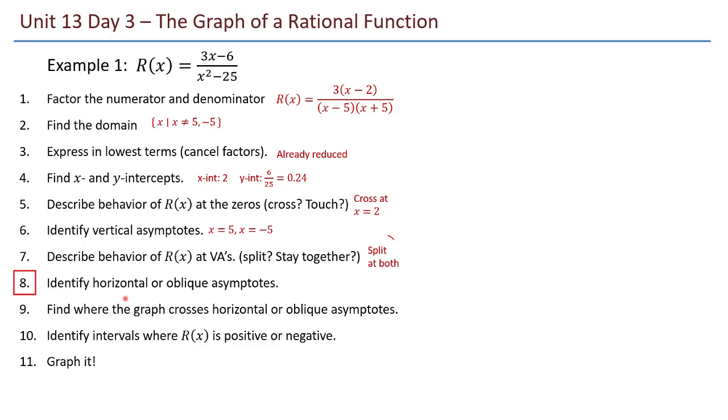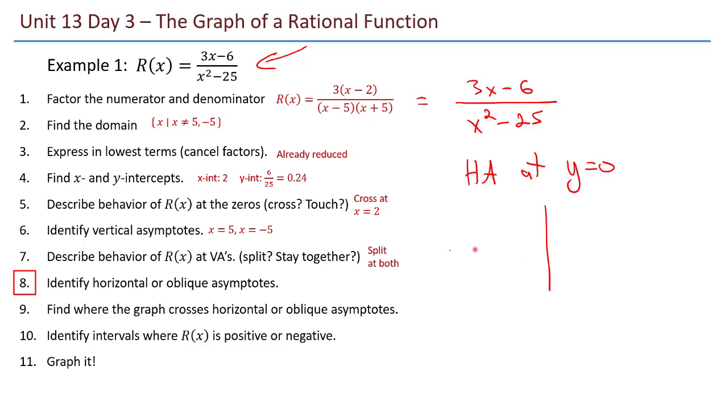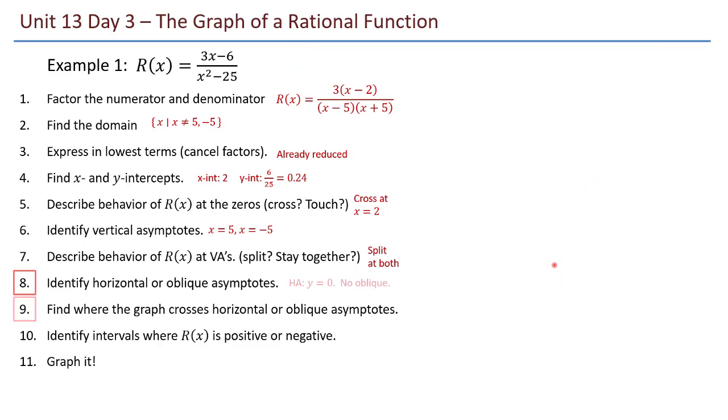Next one, number 8. Let's identify horizontal or oblique asymptotes. So for this one, we need to look at the degrees of the top and the bottom. So let's expand it all out. So I get 3x minus 6 all over x squared minus 25. That's what we had originally, way up on top. And what do you notice about degrees? It looks like the top has a degree that's smaller than the degree on the bottom. So since the bottom has higher degree, this has a horizontal asymptote at 0, which is actually just the x-axis. So this whole x-axis itself acts as a horizontal asymptote. All right, so the horizontal asymptote is y equals 0.